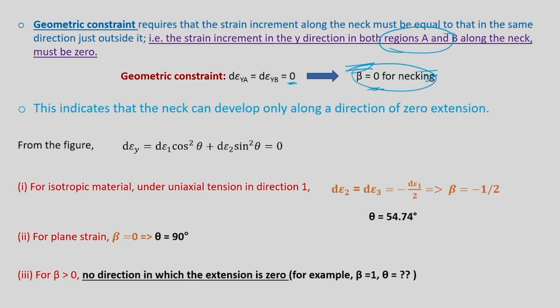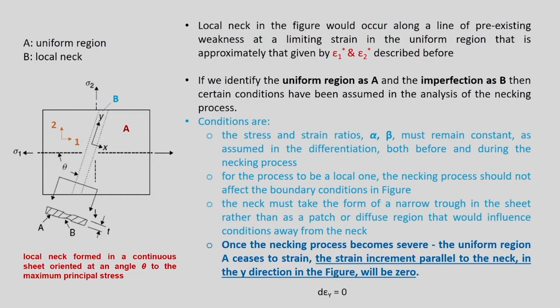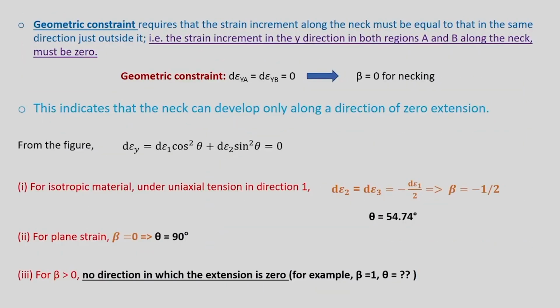This indicates that neck can develop only along the direction of 0 extension. 0 extension means what? That is along your y direction. With respect to this figure, it is along y direction only. In this particular region B, you are going to have development of neck.